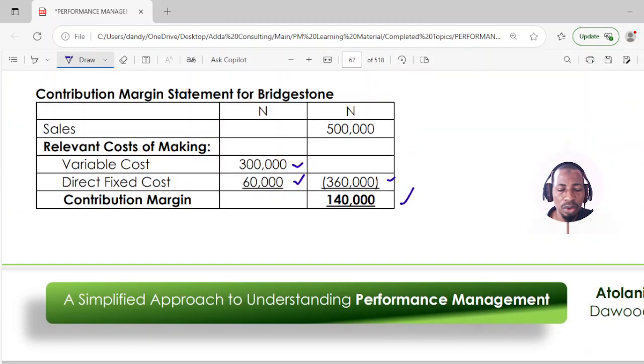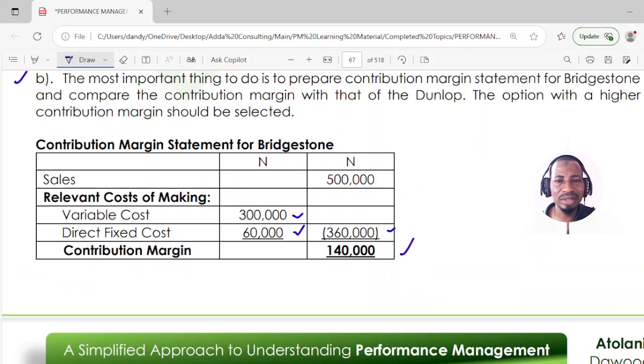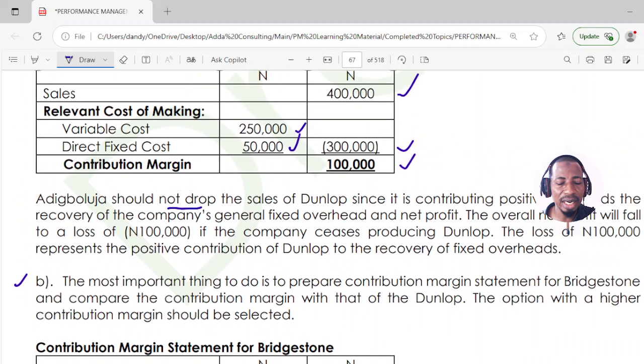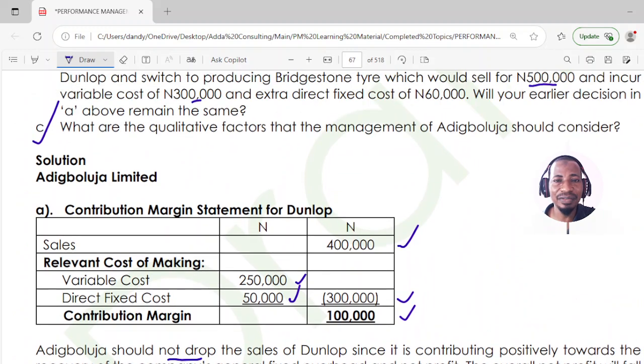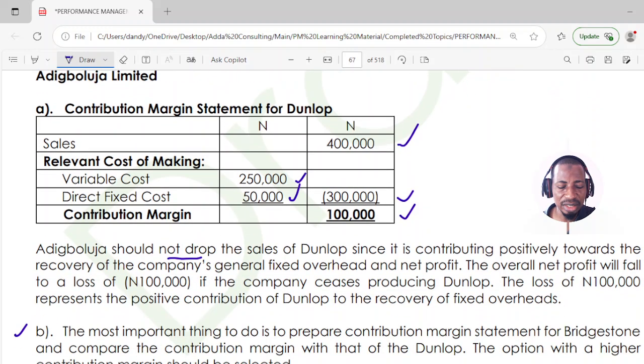It is very straightforward. No matter how big the question is, the principle and the concept remain the same. Under deleting of a segment, the most important thing you need to do is to compare the sales value of the affected segment with the relevant cost of making the segment, whether it will result in a positive or negative contribution. So this is the end of the question.